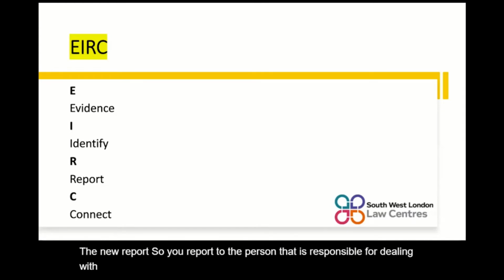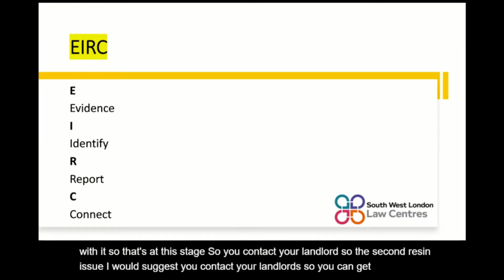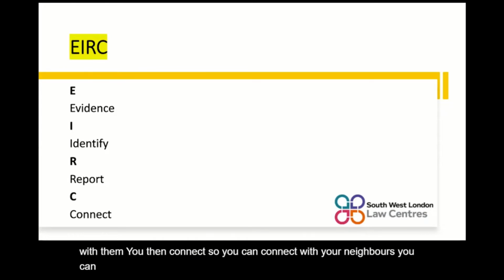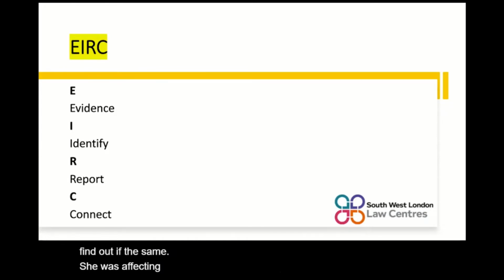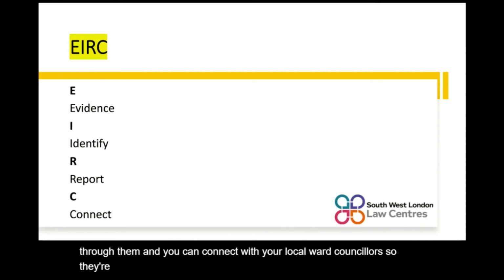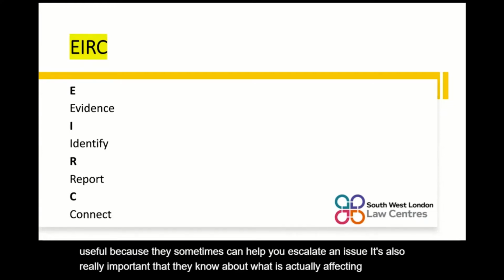So you contact your landlord. The second there's an issue, I would suggest you contact your landlord so you can get it logged with them. You then connect. You can connect with your neighbours and find out if the same issue is affecting any of them. You might have a tenant resident association, which hopefully you do. You can connect with them and report it through them. And you can connect with your local ward councillors. They're useful because they sometimes can help you escalate an issue. It's also really important that they know about what is actually affecting the people that they represent.